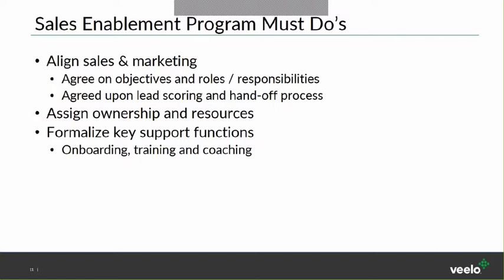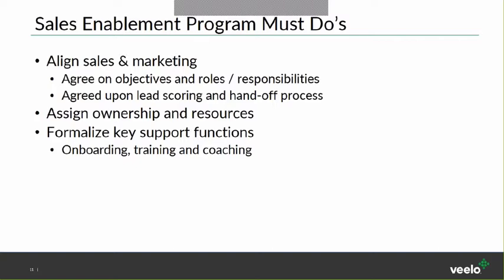Formalizing some of the key support functions. If I were starting with an organization that said, okay, this is important, we're going to formalize sales enablement, the first place I would start is onboarding, closely followed by training. A good onboarding program will help you save money, and you don't find out 9 months down the road that this rep isn't going to make it because you didn't support them with what they needed. You reduce turnover, and it probably has the biggest impact to the bottom line, especially if you're growing new sales reps. Closely aligned to that is obviously training.